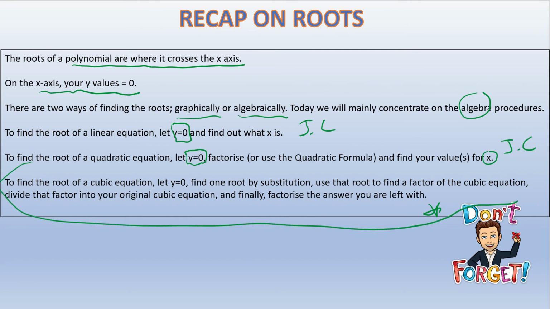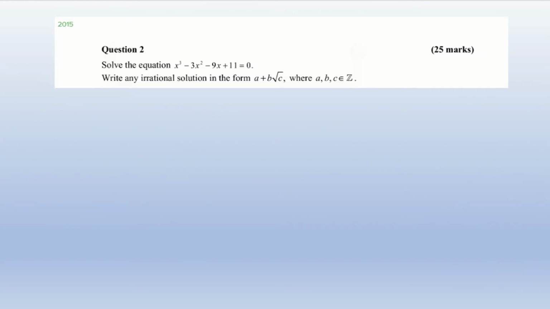This here is your step up to Leaving Cert Maths. So you might be given a question like this. This one came up in 2015. It was question 2, and it was a full 25 marks. They're asking you to solve that equation in front of you, and they say write any irrational solution in the form a plus b root c, where a, b, and c is an element of z.